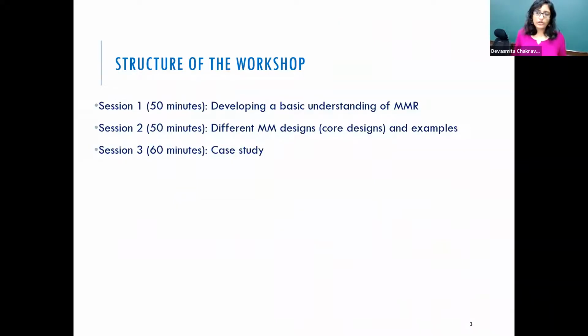Today this is what I thought we'll do for the workshop itself. It's a long 3-hour session. So for the first 50 minutes, we'll try to get a basic understanding of mixed methods research. There's a survey, as you're listening to me in the first few minutes, if you could just go ahead and fill out the information. And I hope everyone can see the survey on the chat screen.